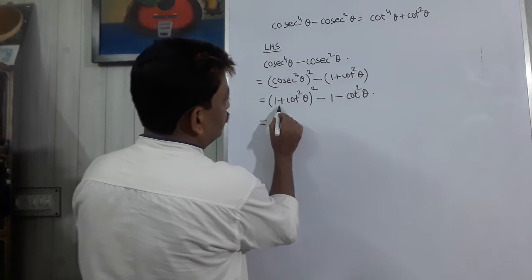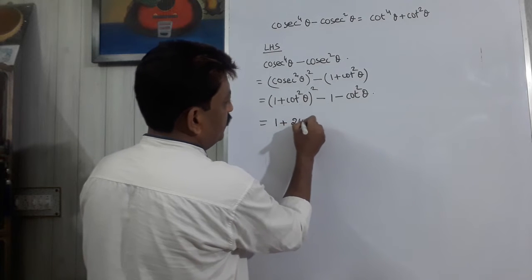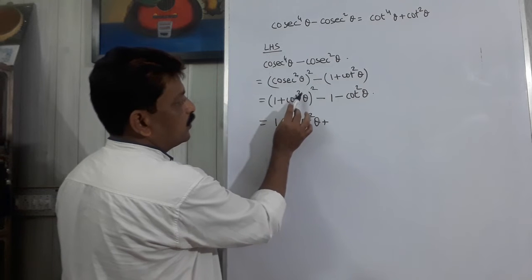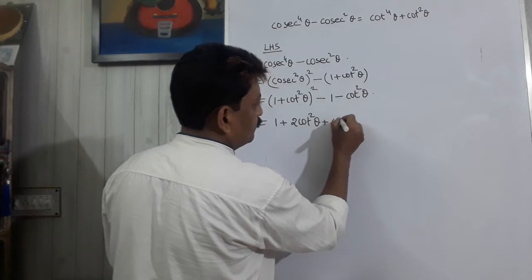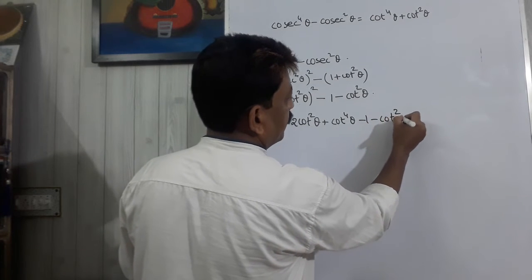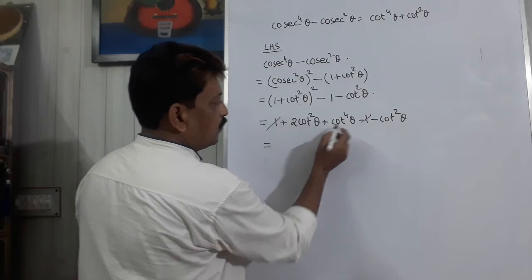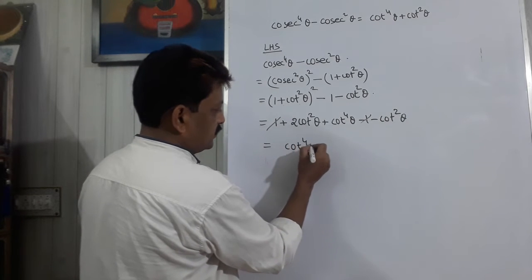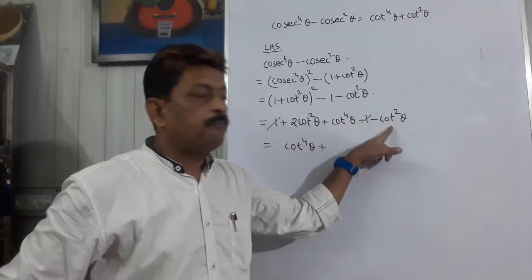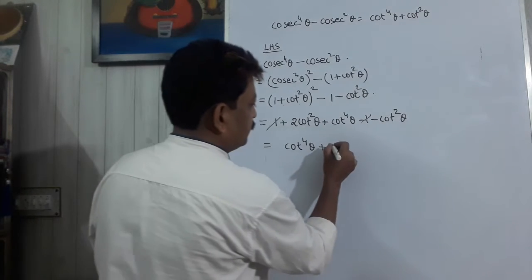Now this is in the form of a plus b whole square, so it is a square plus 2ab, that is 2 cot square theta, plus b square means cot square whole square, that means cot to the power 4 theta, minus 1 minus cot square theta. So this plus 1 and minus 1 is cancelled. Cot to the power 4 theta will come first, plus 2 cot square theta minus cot square theta makes cot square theta only.